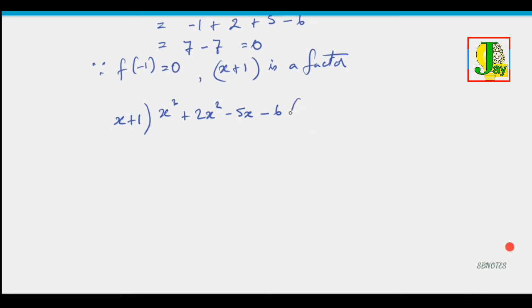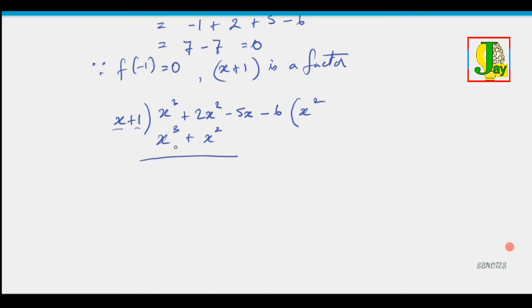Be careful with the division process. We start with x. So x into x square is x cube. We get x cube. Then we have 1 here, so 1 into x square, we have x square, so we'll write this under the x square term, so plus x square.